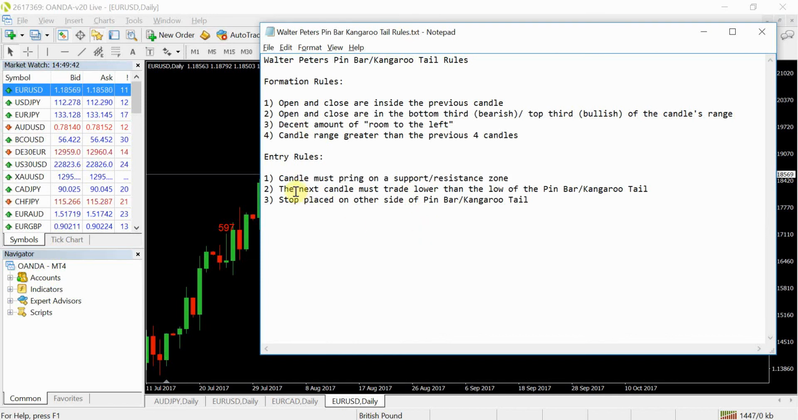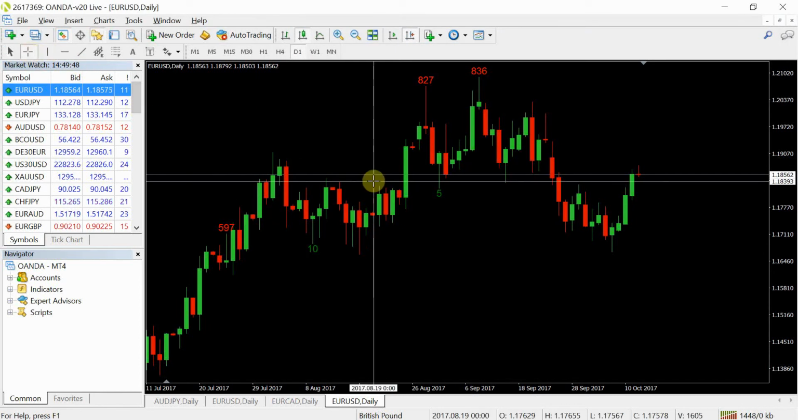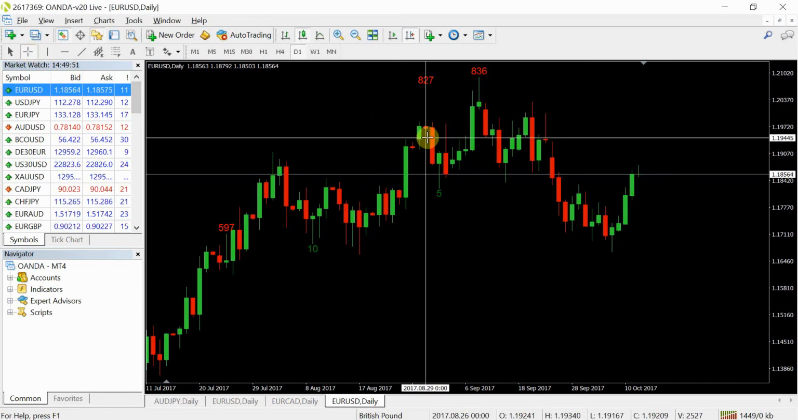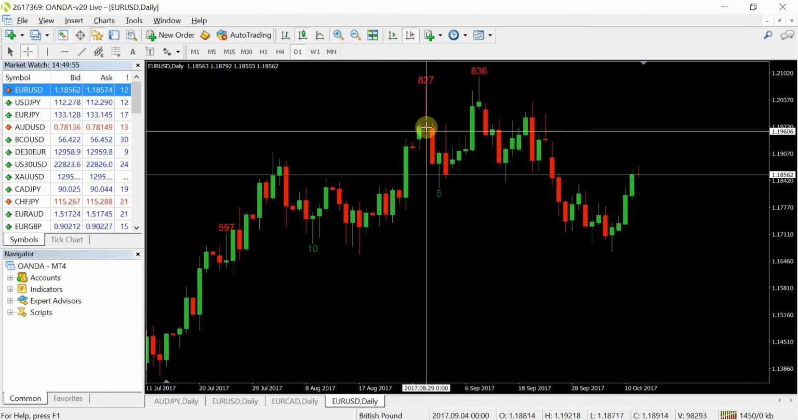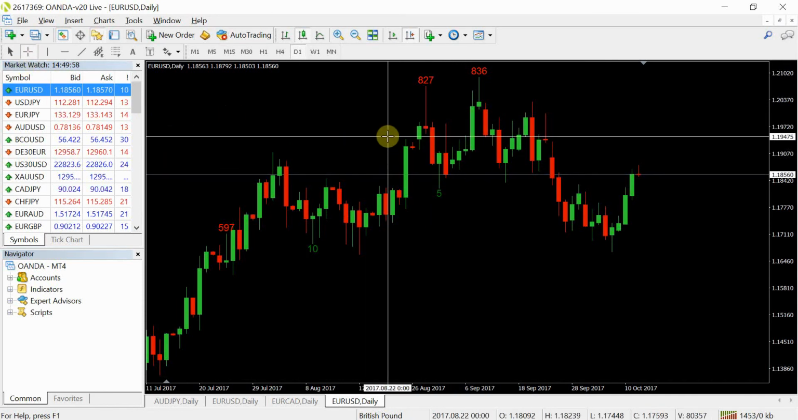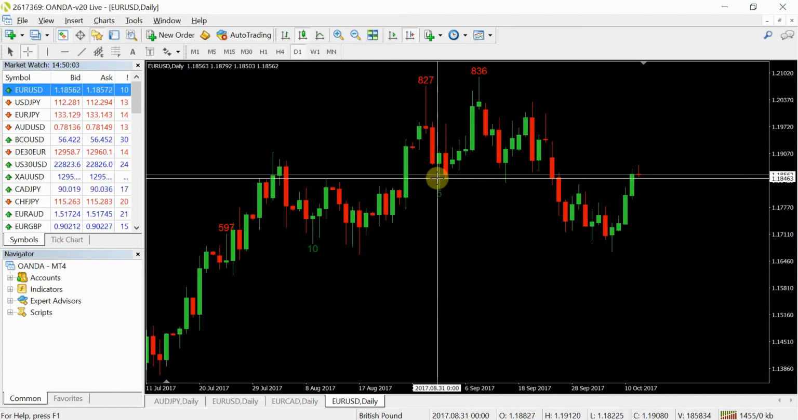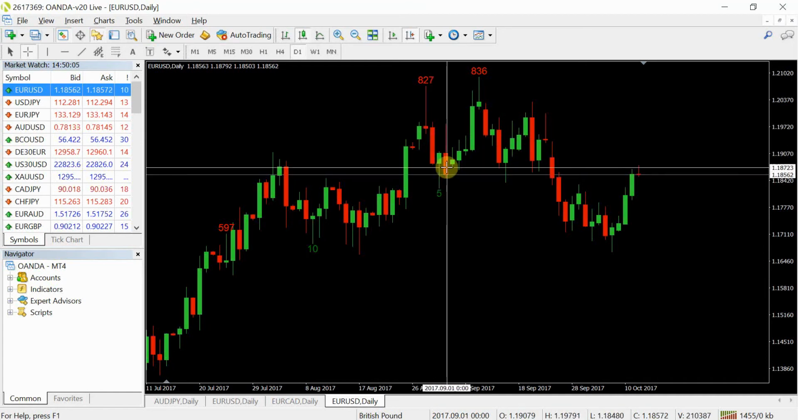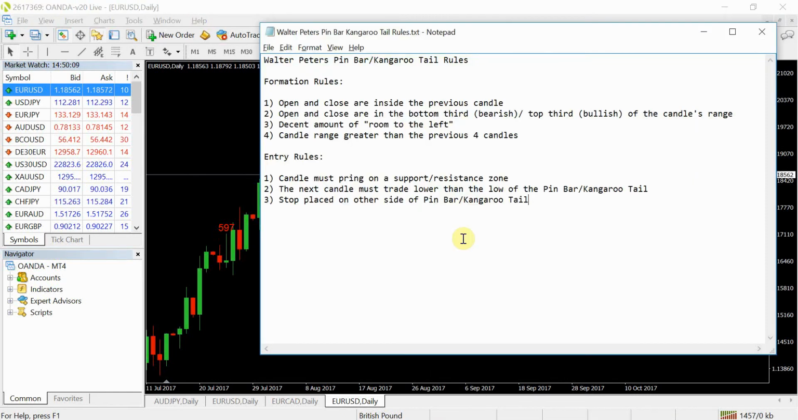The next candle must trade lower than the pin bar or kangaroo tail. So in these 2 examples here, you can see that the next bar traded lower, so therefore, would have triggered the trade. Walter likes to put a sell stop a few pips below, and if it gets triggered on that day, then yeah. If it doesn't get triggered, then he would no longer trade that pin bar as part of his rules.